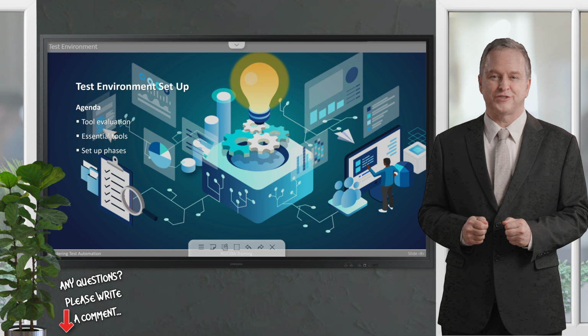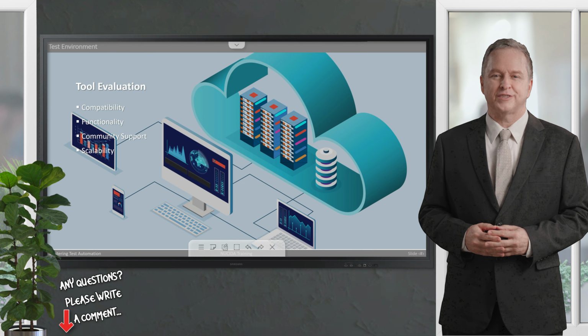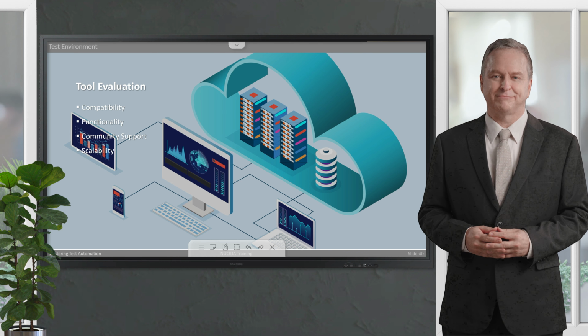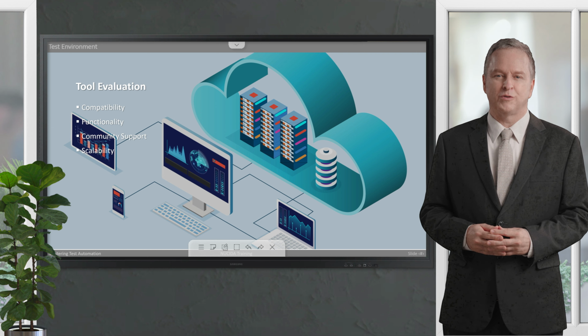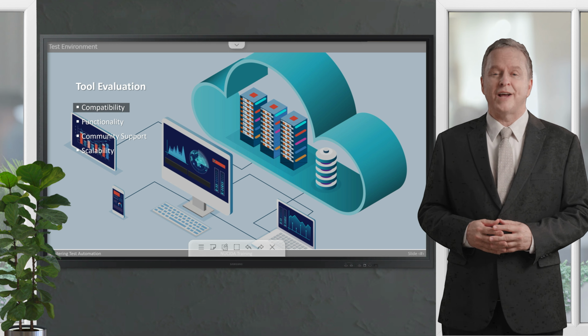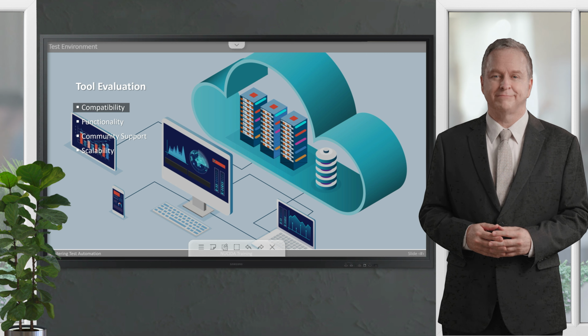So, why is choosing the right tools so crucial? Selecting the right tools for test automation is a critical decision that can greatly impact the success of your automation efforts. Here are the most vital factors to consider when choosing test automation tools. 1. Compatibility. Ensure that the automation tools are compatible with the programming languages, frameworks, and technologies used in your software development process. Compatibility will ensure seamless integration and effective automation.